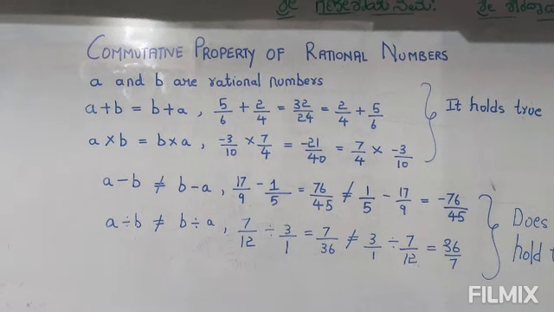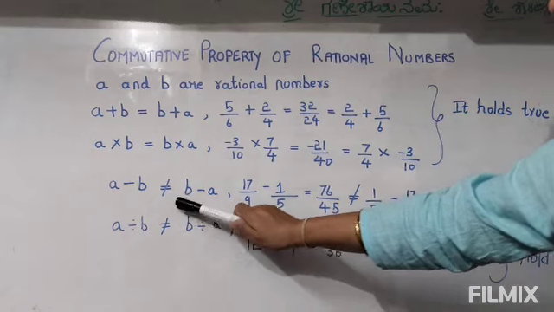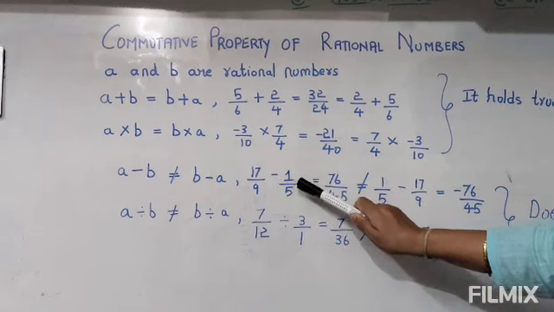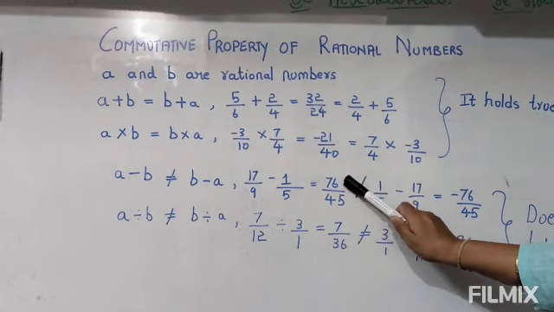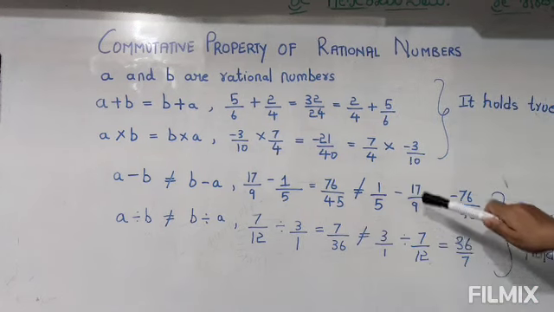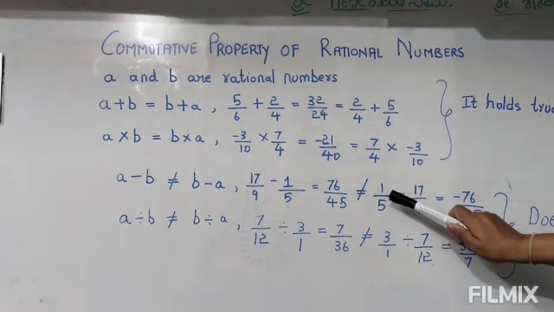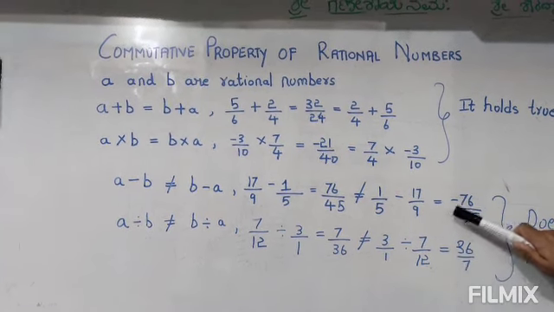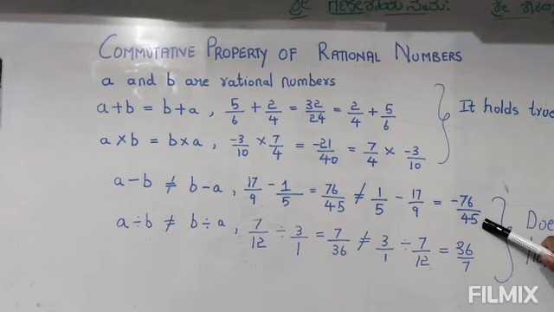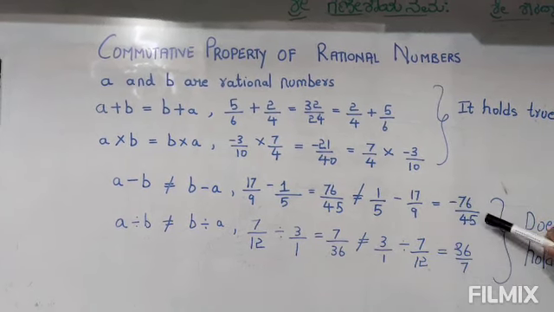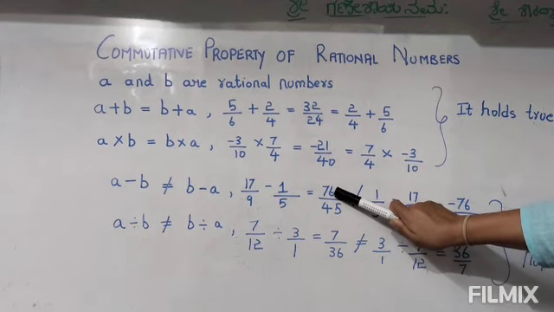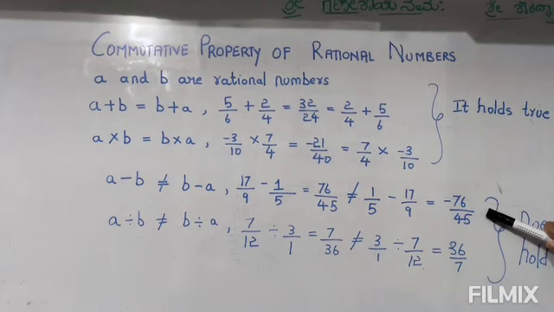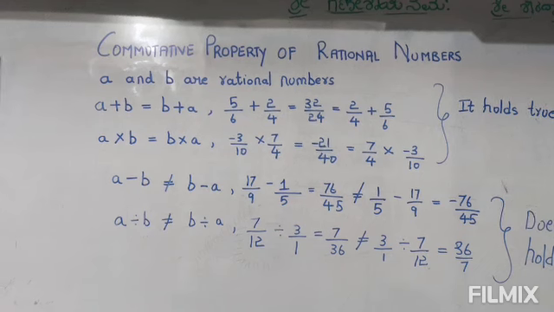What about the subtraction? A minus B is not equal to B minus A, because 17 by 9 minus 1 by 5, you will get the answer as 76 by 45. Look here, B minus A, 1 by 5 minus 17 by 9, you will get the answer as minus 76 by 45. Both are not equal, isn't it? This is plus 76 by 45 and this is minus 76 by 45. Therefore, commutative property of subtraction does not hold true.